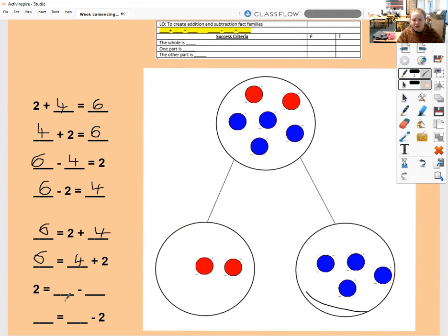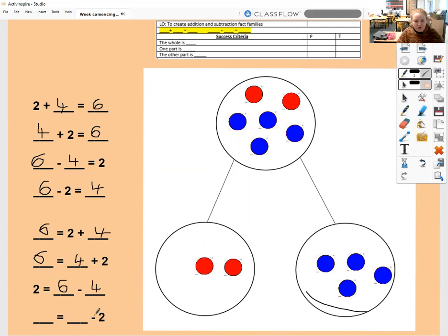Okay, now a subtraction number sentence. In a subtraction number sentence, where does my whole go? My whole goes before my subtraction symbol. So I know my whole is 6. This is saying that 2, which is my remaining part, equals 6 subtract my first part. So if this is my remaining part, this is my first part. 1, 2, 3, 4.